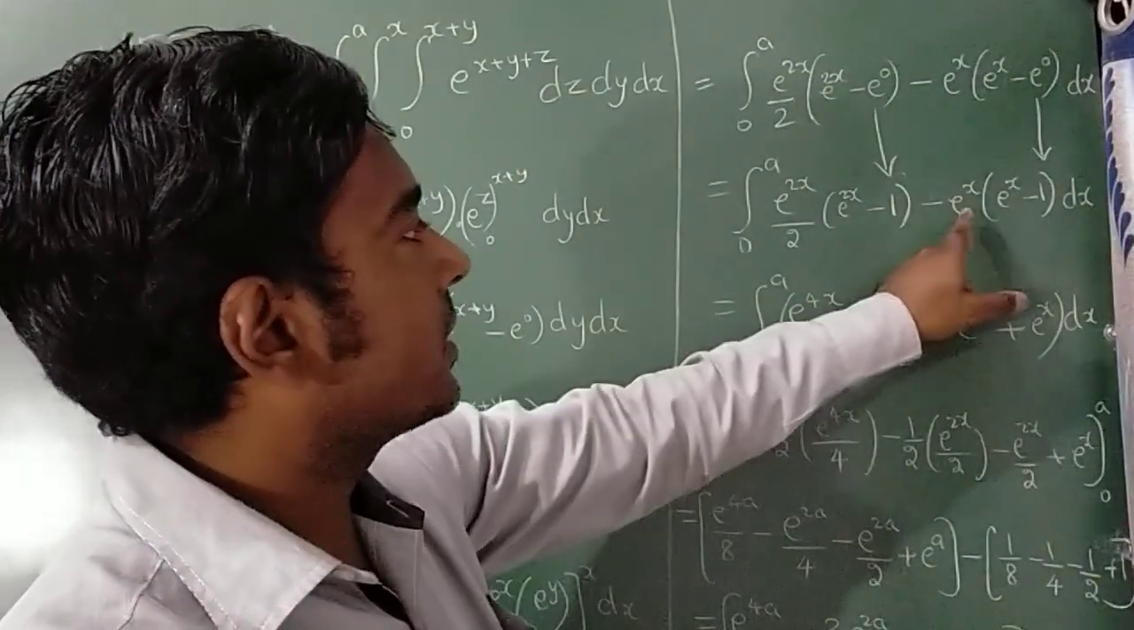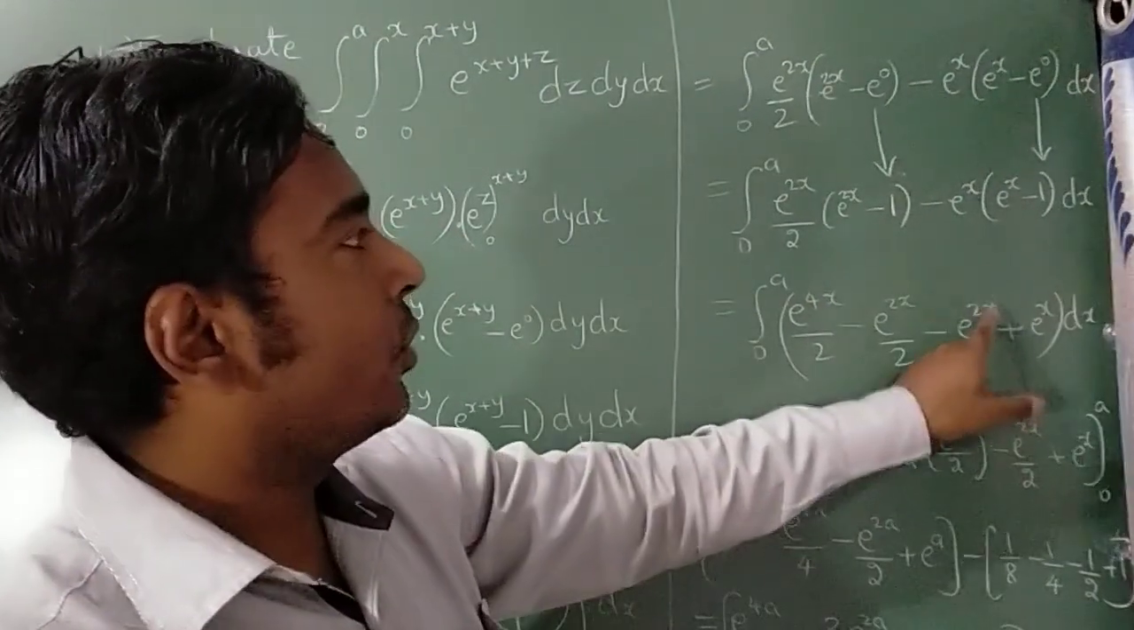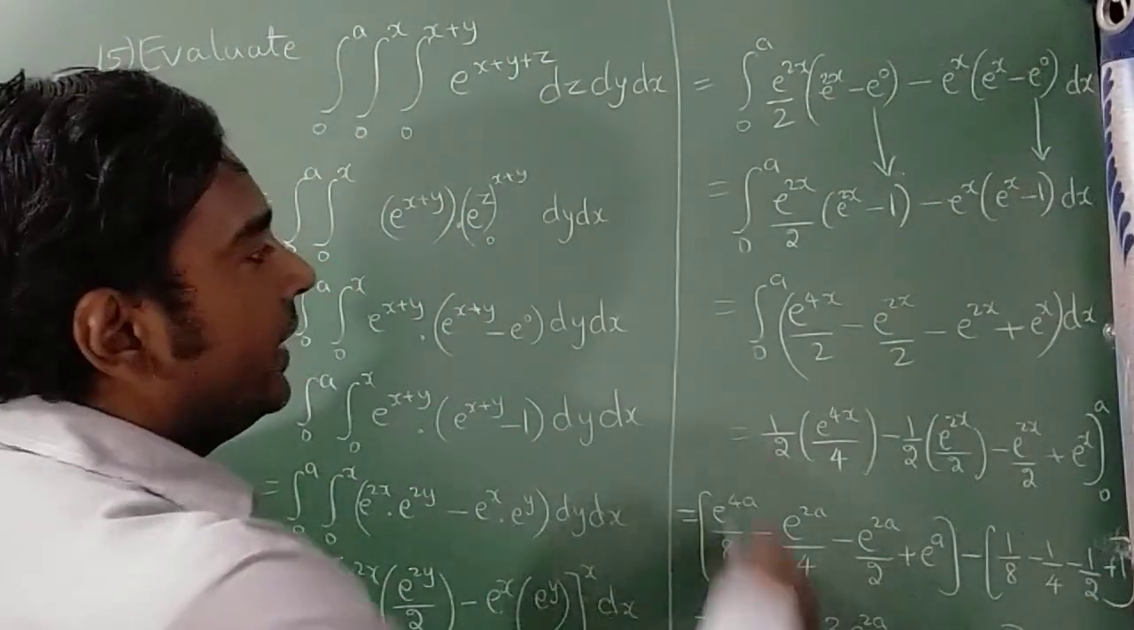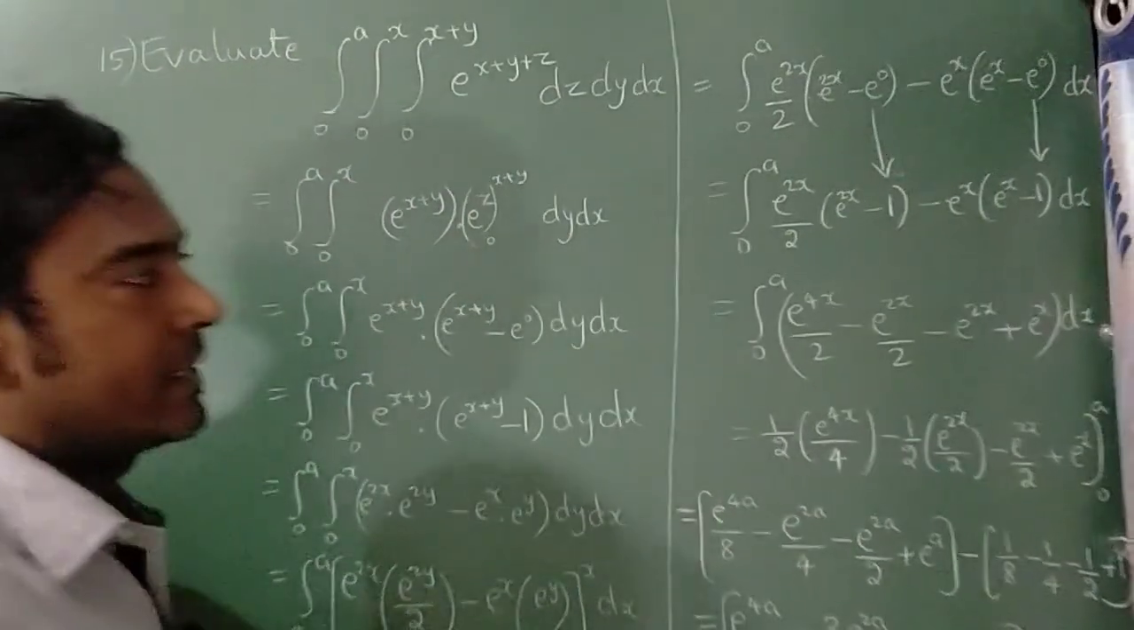So it will become this much. E raised to x into e raised to x is e raised to 2x. Now minus into minus is plus. E raised to x into 1 is this. Now integrate with respect to x this time.